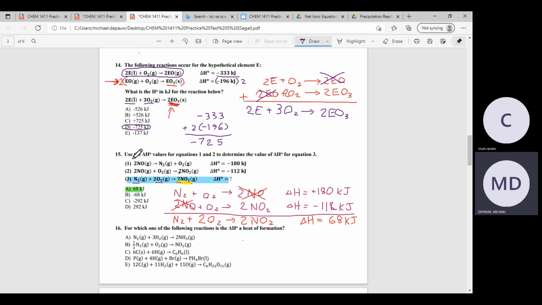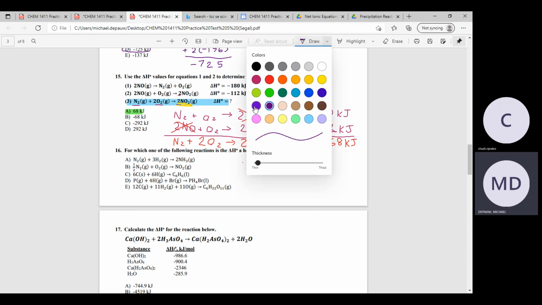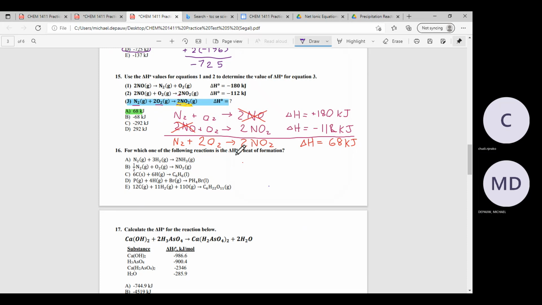Now, there is a definitional thing that I would like to take a moment to look at, and that's question number 16, the heat of formation. So what the heck is a heat of formation? Does anybody know offhand? Can they tell me?